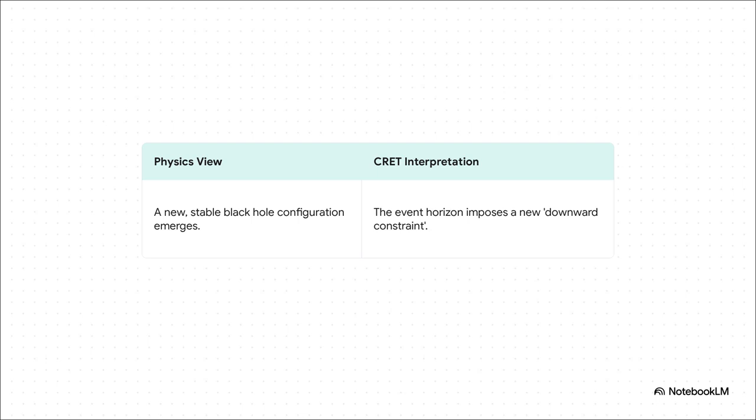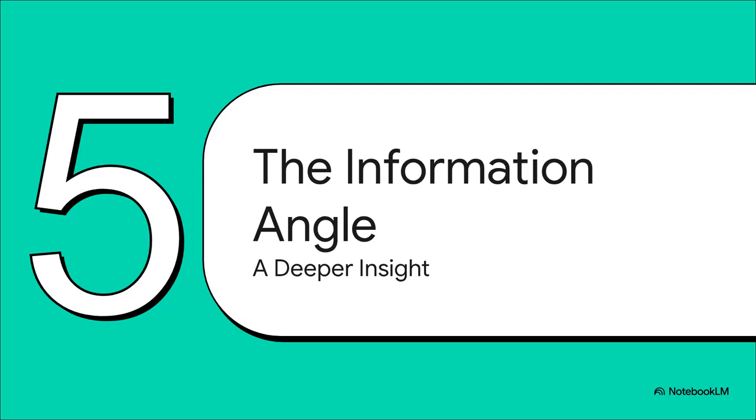But CRET gives us this incredible image of a downward constraint. You can think of it like a mold. The runaway collapse is the hot, molten metal, and the event horizon is the mold that instantly cools and shapes it into its final, stable form. It imposes a whole new, permanent set of rules on everything trapped inside, creating the object we call a black hole.